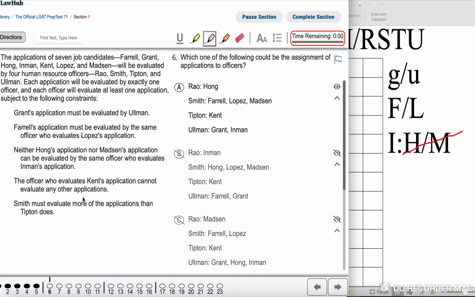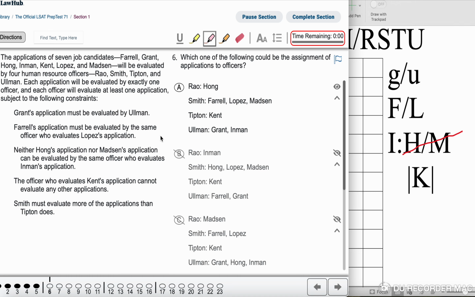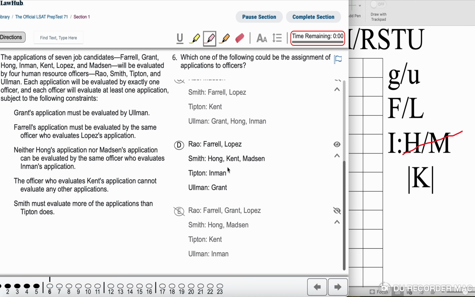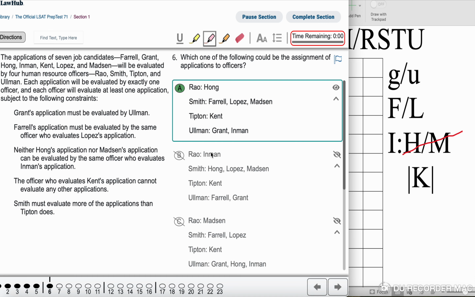The officer who evaluates K's application cannot evaluate any other applications. So K is going to be in a position by itself. Usually I could just put isolation brackets. So K needs to be by itself. K is by itself in A, and K is not by itself in D. So process of elimination brought us to choice A. Answer A. So this is going to work out.